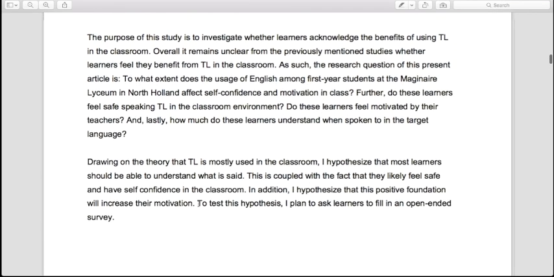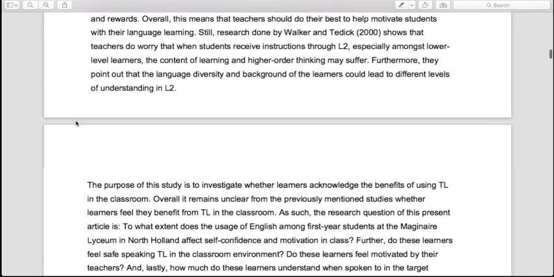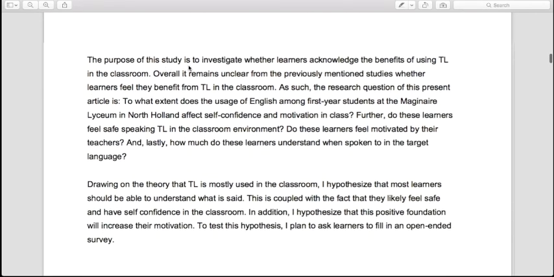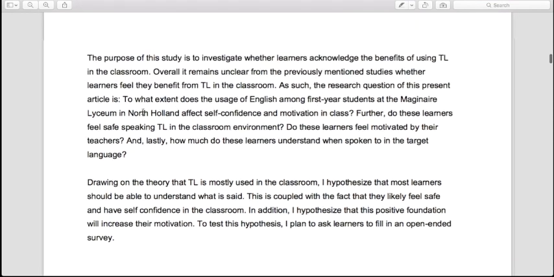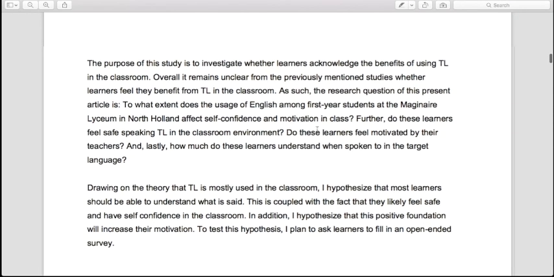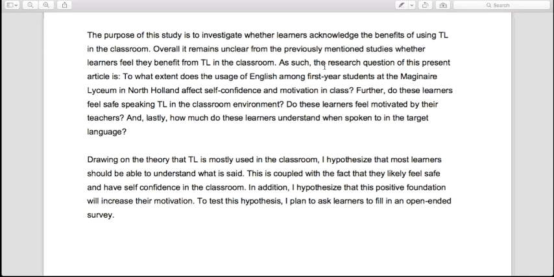And then in the end, the introduction tells us the purpose of this study is to investigate whether learners acknowledge the benefits of using the target language in the classroom. And they give their research question. As such, the research question of this present article is, to what extent does the usage of English among first-year students at the Maginaire Lyceum in North Holland affect self-confidence and motivation in class?